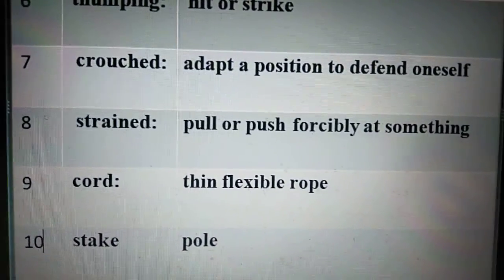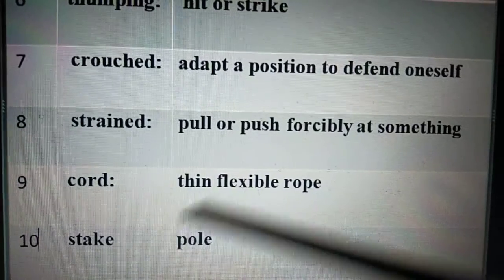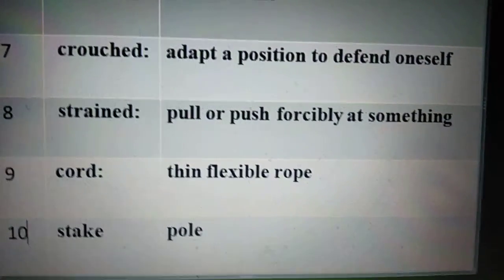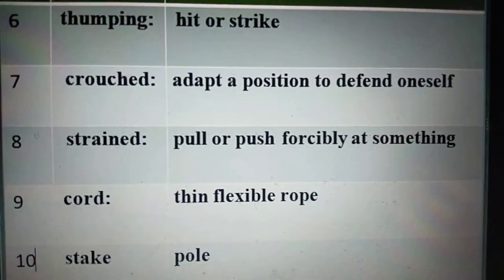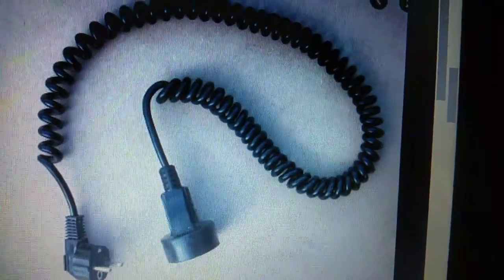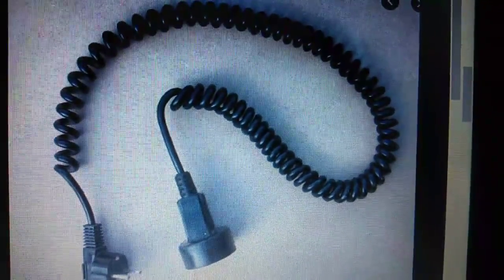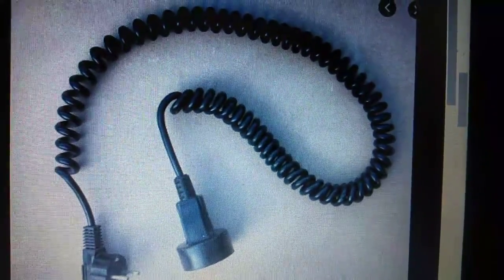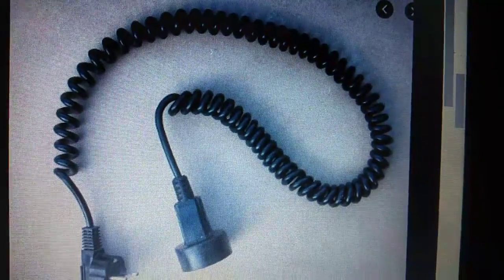Number 9 word is cord. Cord. Thin or flexible rope, or it may be a wire also. It is called a cord. Now look at the image of cord. You have seen these types of wires so many times. It is called cord. Thin and flexible, it's called cord. Now move to the last one.